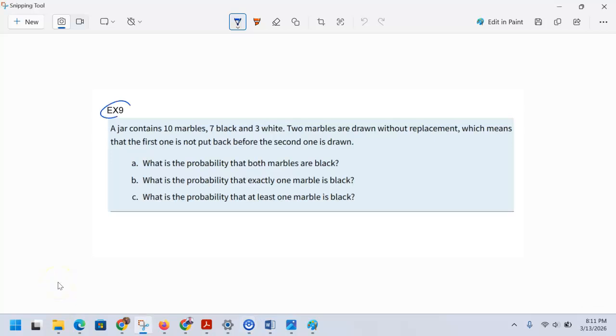Okay, here it is. Question number 9. I'm continuing from example number 9 in lesson 2.4. This is on conditional probability.